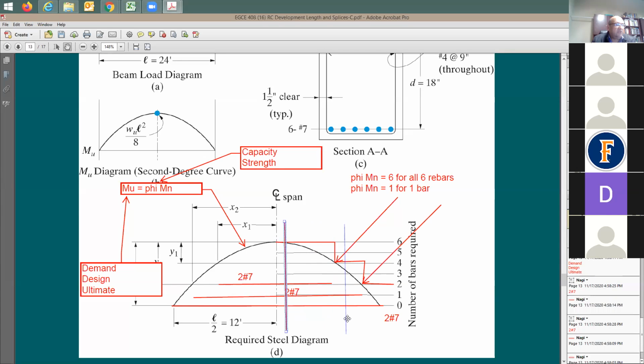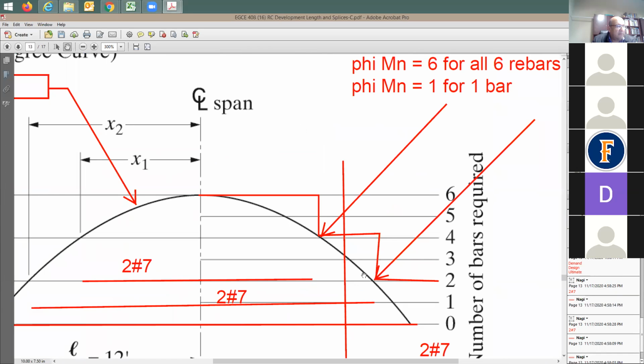Say, how about if you cut the section right here? How many rebars do you have in this section? And say, well, I cut here 3, 2, and 2. I have 4. So the capacity is going to be right here. How about the demand? I'm going to see demand is going to be right here. So the demand is going to be this black line, right?